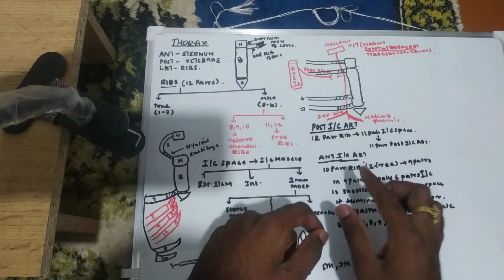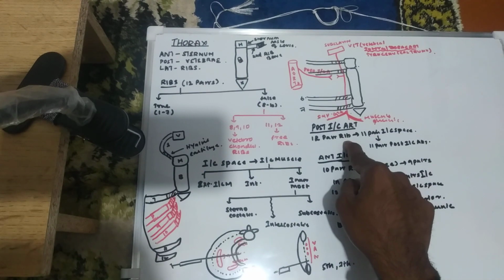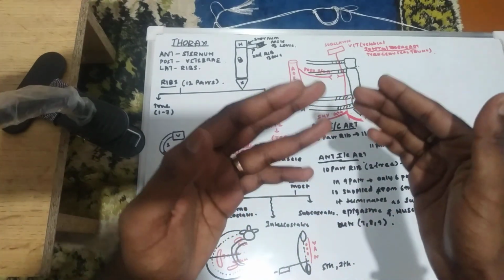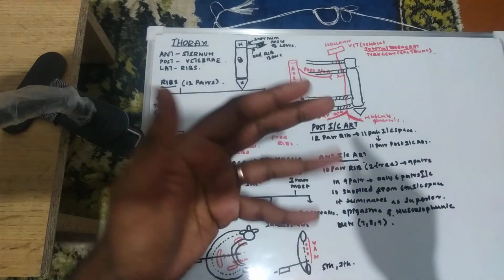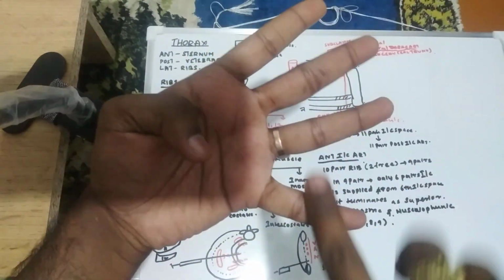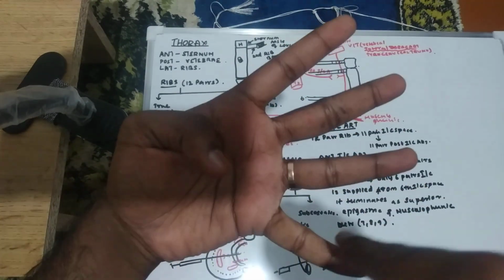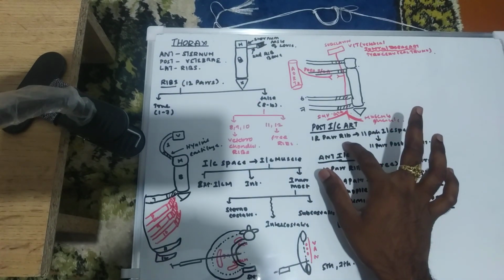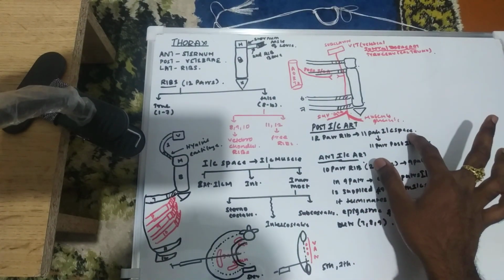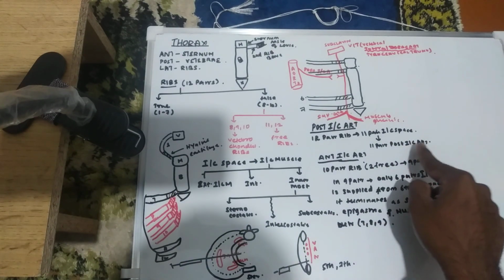Posterior intercostal artery means from the backside, where we can see the 12 pairs of ribs. When there are 12 pairs of ribs, there will be 11 intercostal spaces. For example, if there are four ribs, we can see three intercostal spaces between them. So in the case of 12 rib pairs, we see 11 intercostal spaces, and in the 11 intercostal spaces there will be 11 posterior intercostal arteries. Okay.